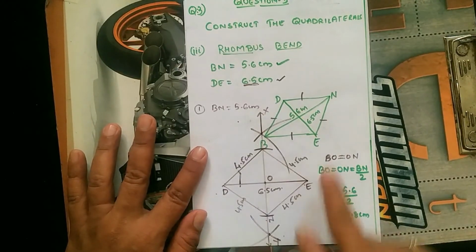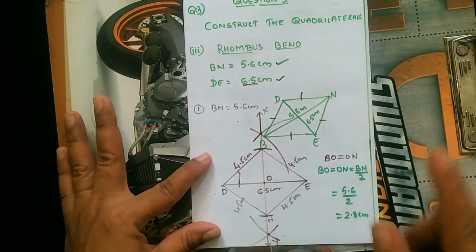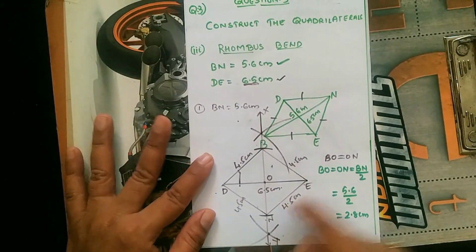So in this way you have constructed your rhombus of exercise 4.2.